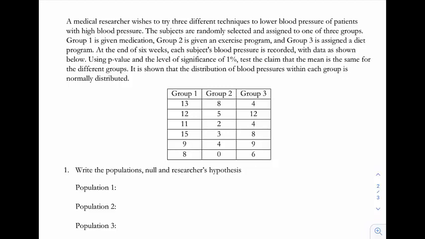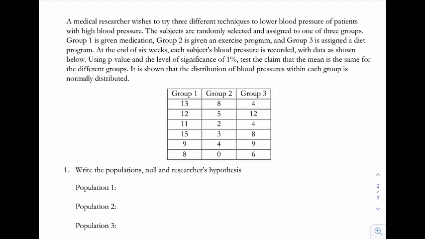A medical researcher wishes to try 3 different techniques to lower blood pressure in patients with high blood pressure. The subjects are randomly selected and assigned to one of 3 groups. Group 1 is given medication, Group 2 is given an exercise program, and Group 3 is assigned a diet program. At the end of the 6 weeks, each subject's blood pressure is recorded with the data shown below. Use a p-value and a level of significance of 1% to test the claim that the mean is the same for the different groups. It is shown that the distribution of blood pressures within each group is normally distributed.